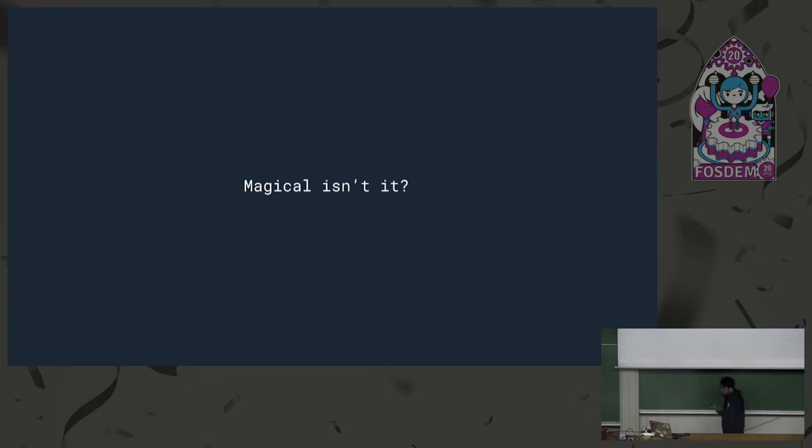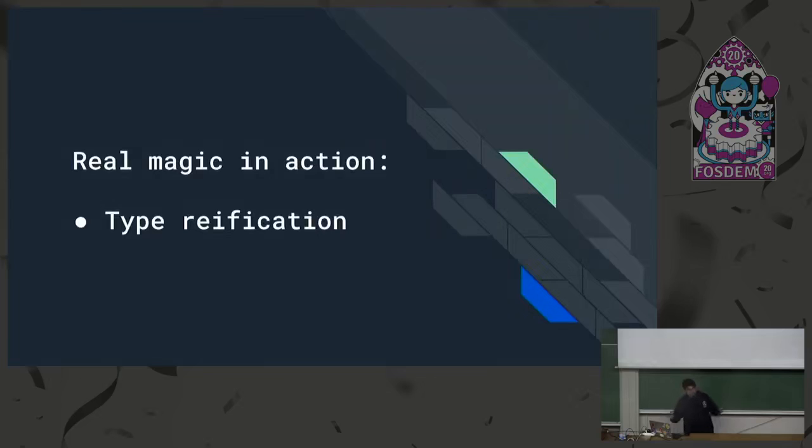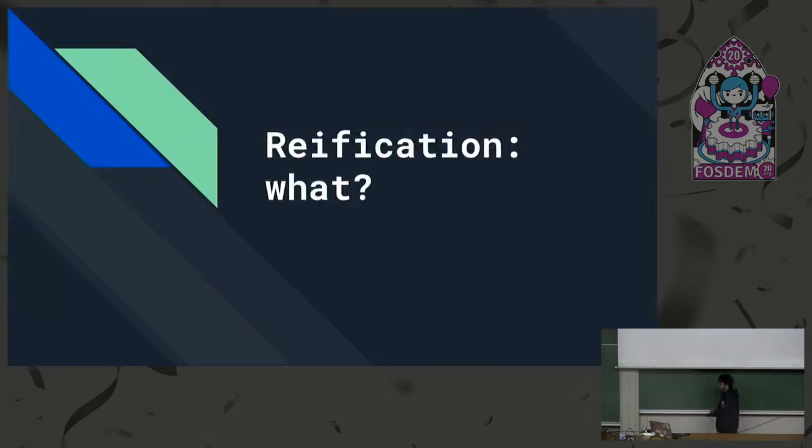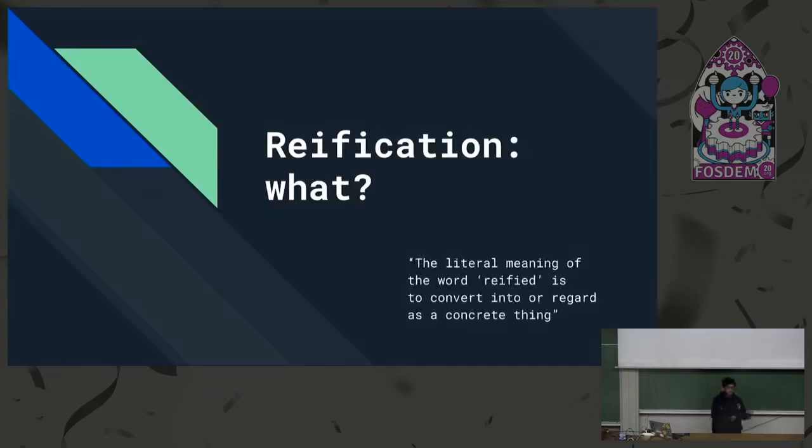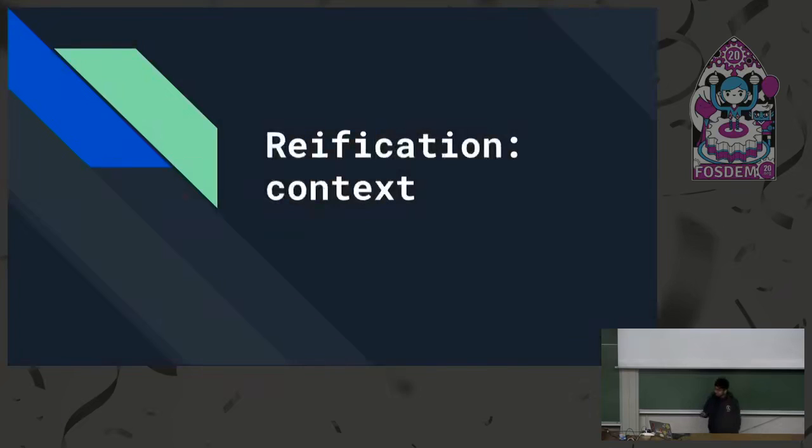It just doesn't stop there. You have other aspects as well. For example, one of the real powers over here is type reification. If we were to define how the reified keyword or the entire reification mechanism works, it means making something concrete, or having something survive through a lot of stages. And the context for it definitely is generics.